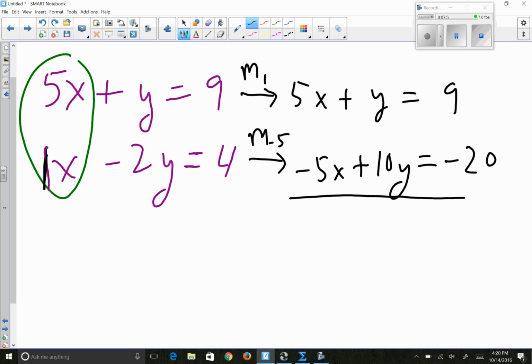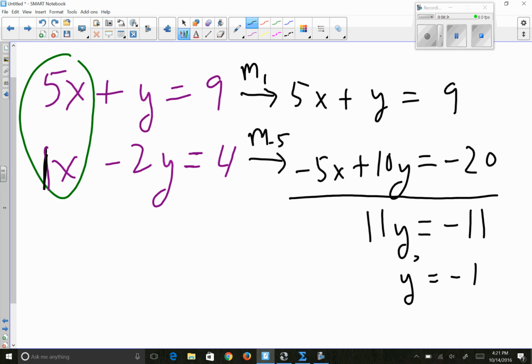Now we add these columns. The x will be gone. 5x and -5x is 0. 1y and 10y is 11y. We're adding. Adding 9 and -20, we get -11. Then divide both sides by 11. Just divided both sides by 11.